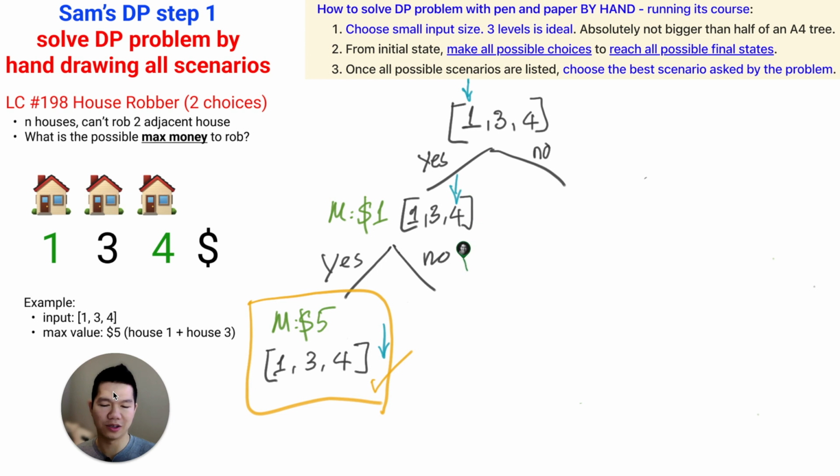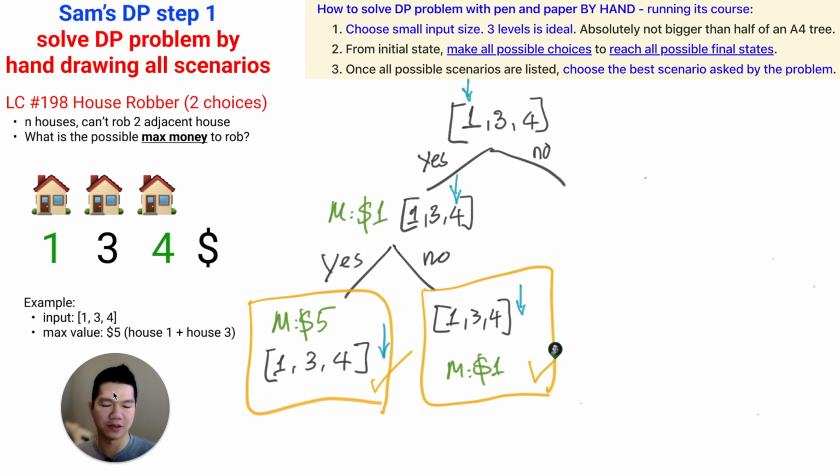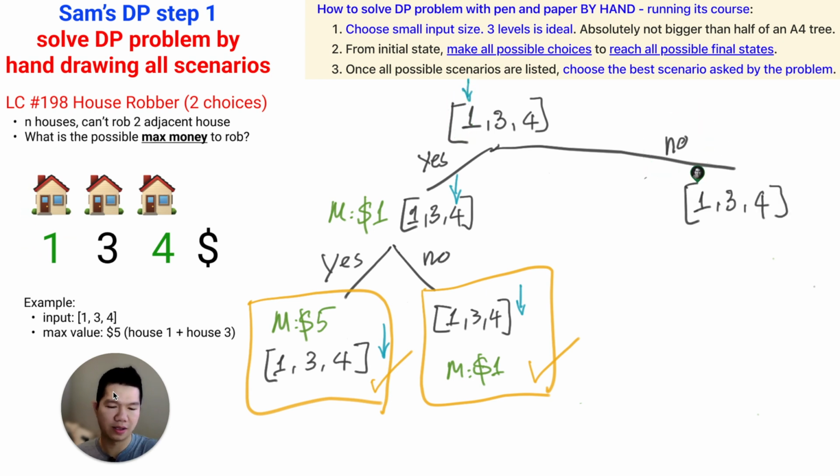Now we're going to continue with our choice here. If we are here and we choose not to rob, we also run out of houses to rob. And the money that we collected is $1, which we have from robbing the first house. And as we have no houses to rob, this is one of our final states. Now we're going to finish this branch 2. That is where we are at house 1, and we choose not to rob. That's going to lead us to no money here, and we're going to be at house 2.